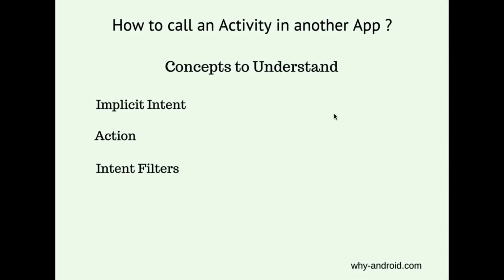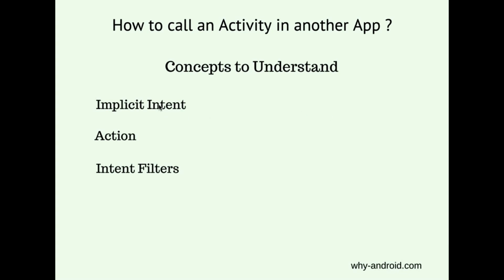So in the last video, you saw how to call an activity in the same app using an explicit intent. In this video, you will see how you can call an activity in another app using an implicit intent. So the idea is that there can be a scenario where you want to call another app's functionality, like suppose you want to send a message or an email. So you want to call Gmail functionality, or you want to call WhatsApp functionality to send your message, and you can do that using implicit intents.